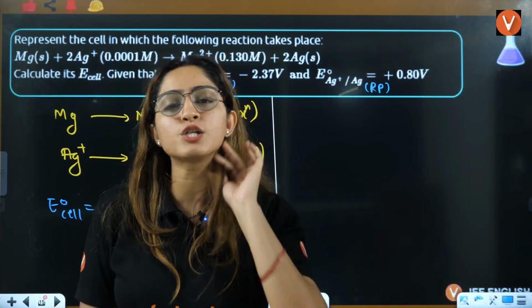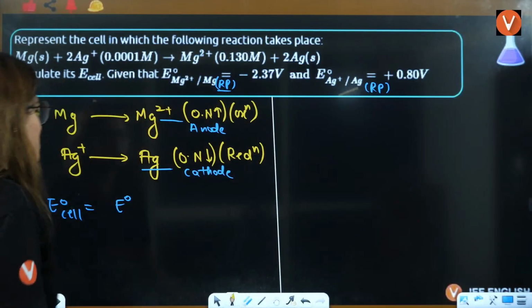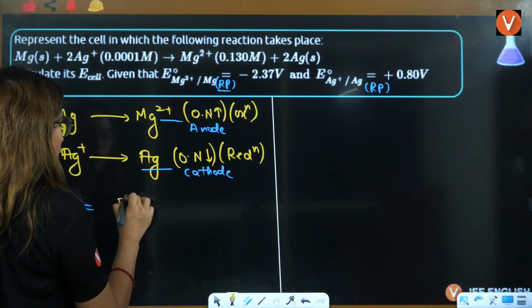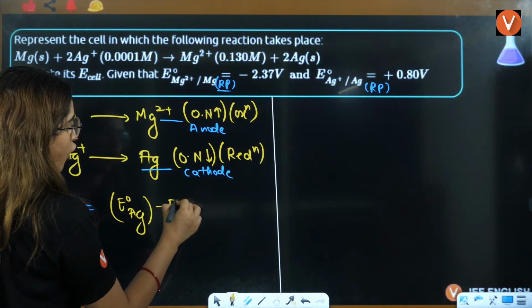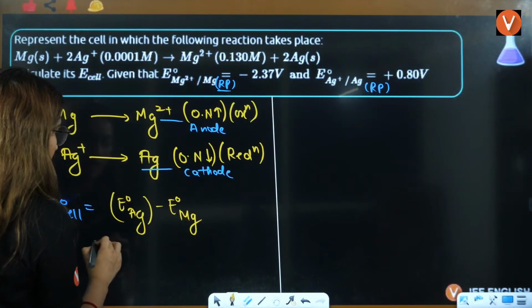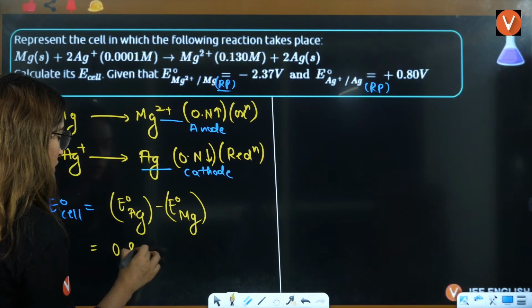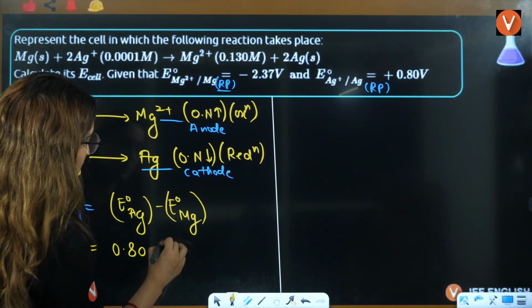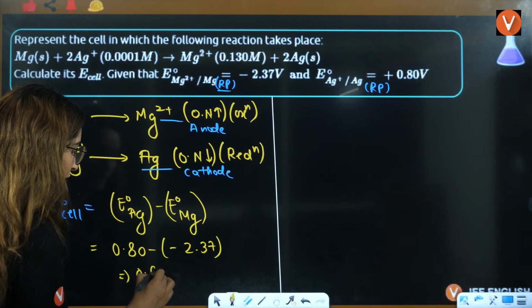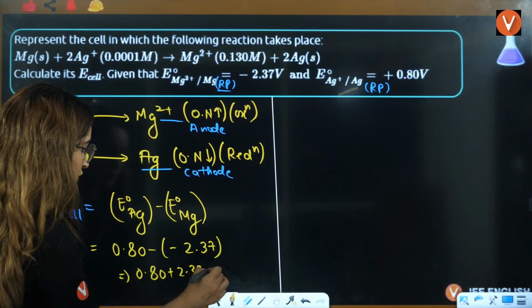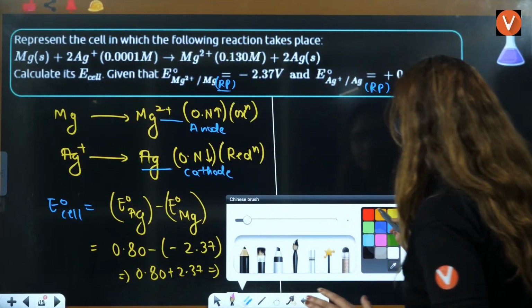Now you're clear on this part that reduction potentials are given to you, right? So what's the big deal? The E naught reduction potential of silver, then the E naught reduction potential of Mg. Both the reduction potentials you need are given to you. 0.80 minus of 2.37, that is 0.80 plus 2.37, right? That is going to be your value of E naught cell here.